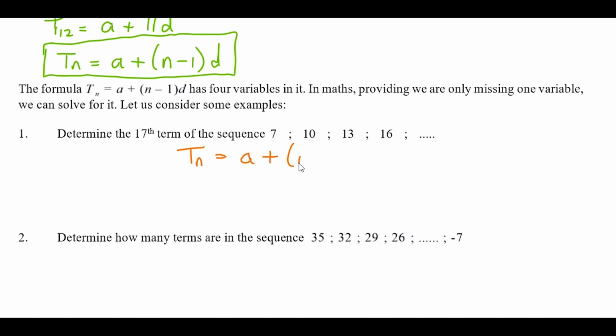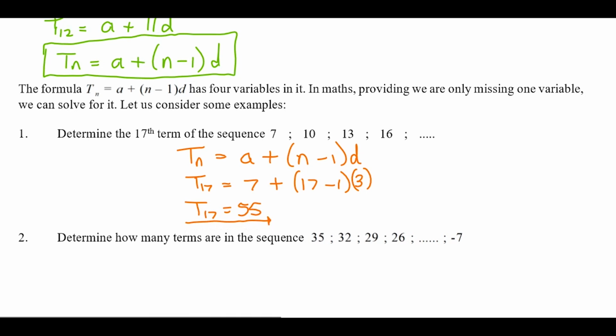Tn is A plus n minus 1 lots of D. So in fact, T17 will be A plus, let's fill in the A value. A is 7, plus 17 minus 1 lots of D. D, remember, is any term minus the term before it. For this one, D is 3. Okay. When we simplify this, we get that T17 is 55. The 17th term is 55.